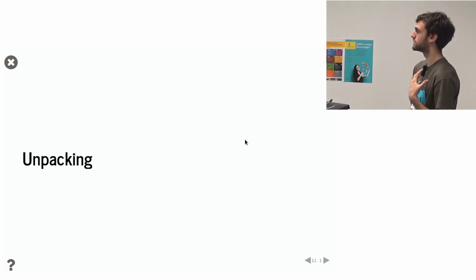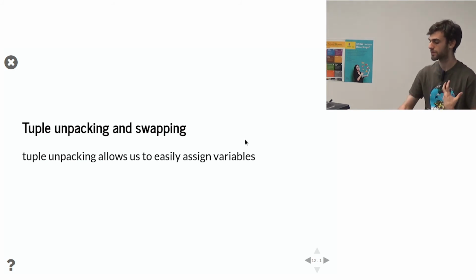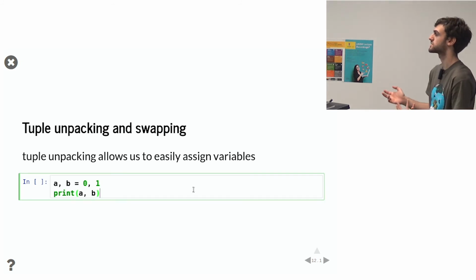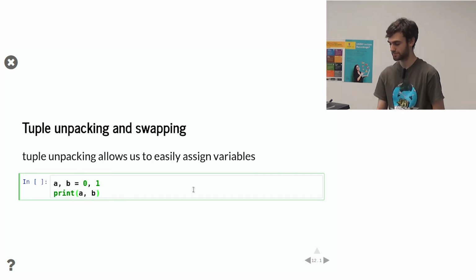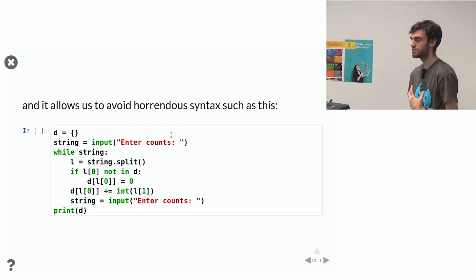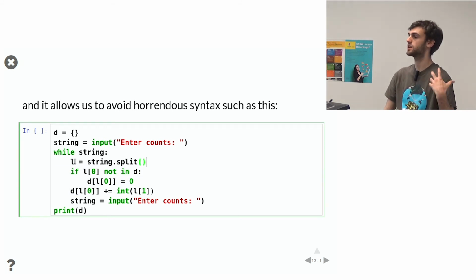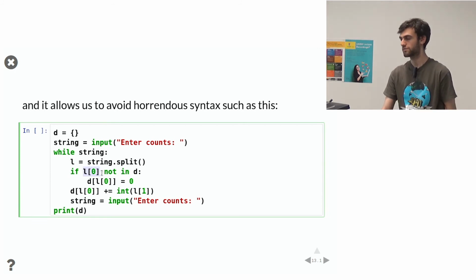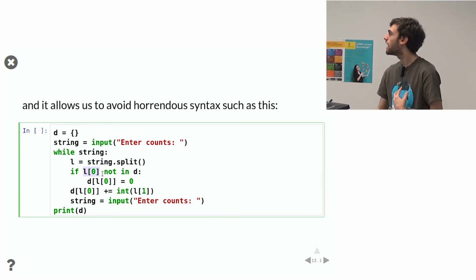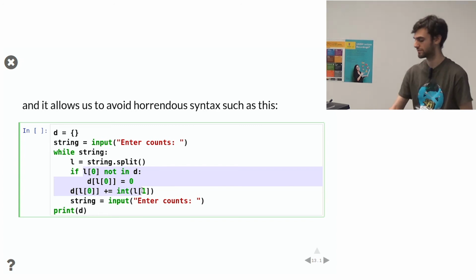One of the nicest things about Python is unpacking. So tuple unpacking and swapping. Tuple unpacking lets us easily assign variables. So doing something like this: a equals 0, b equals 1, right? Print a and b comes out the same. It avoids us having to do something like this, which is, okay, we have a string.split and that's assigned to a list. And then we say, okay, if the first element of the list is not in the dictionary, do something. And then you can start to see how all these brackets make the code really unreadable.